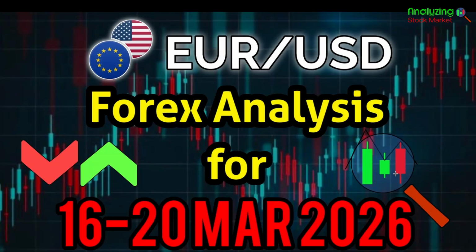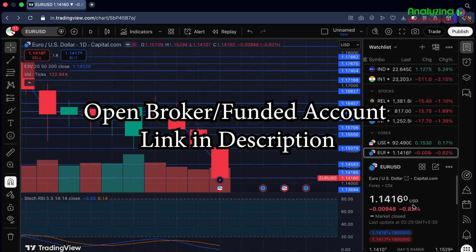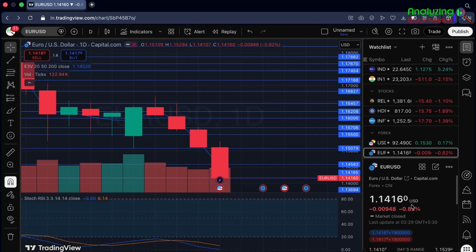So today we'll be talking about the Euro USD pair and we'll do the Forex analysis for 16th to 20th March 2026. So let's go straight to our chart. First, let's see what happened in Euro USD on Friday. As you can see, Euro USD made a 0.82% negative move, and 1.14160 was the closing on Friday. Now I'll be talking about what is going to happen in the coming week, and I'll also mark some important support and resistance zones which will help you take better stop loss and target levels for this week. So let's check out our weekly chart first.